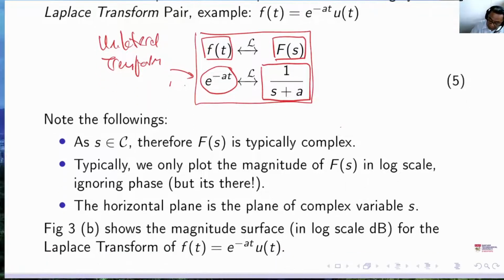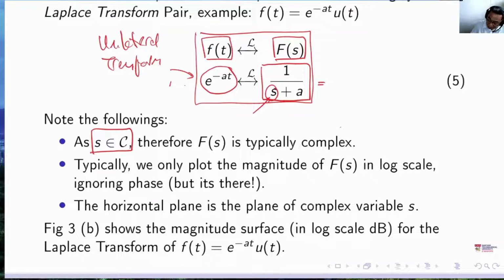Right, let's remind ourselves what s is again. s is the complex number. So the Laplace transform of a function in time gives you a complex function. By substituting different s here, you will get F(s) as a complex surface.